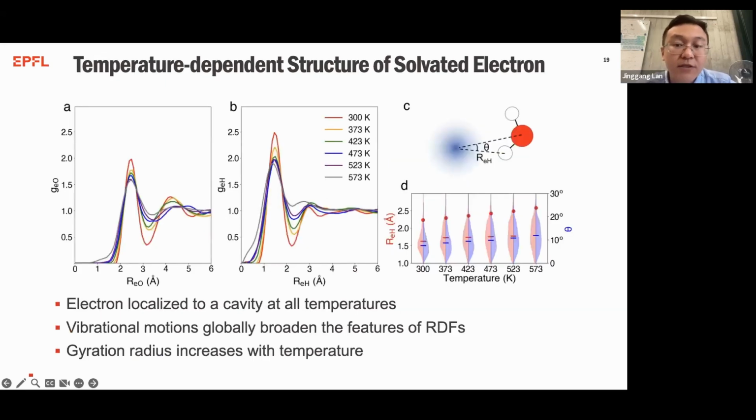Next, we focus on the structure of the solvated electron at different thermodynamic conditions. At all temperatures, the electron localizes in a cavity. In figures A and B, I plot the radial distribution function of the electron to the oxygen and to the hydrogen. It's evident that vibrational motion globally broadens the features of the RDF. This also contributes to the increase of the gyration radius of the solvated electron, as one can see from the red dots in figure D.